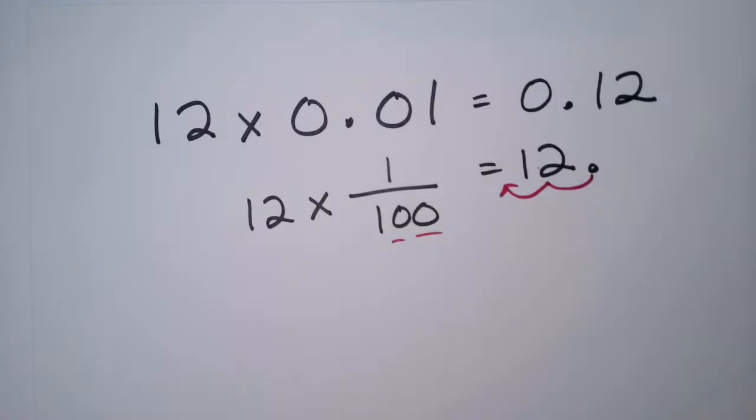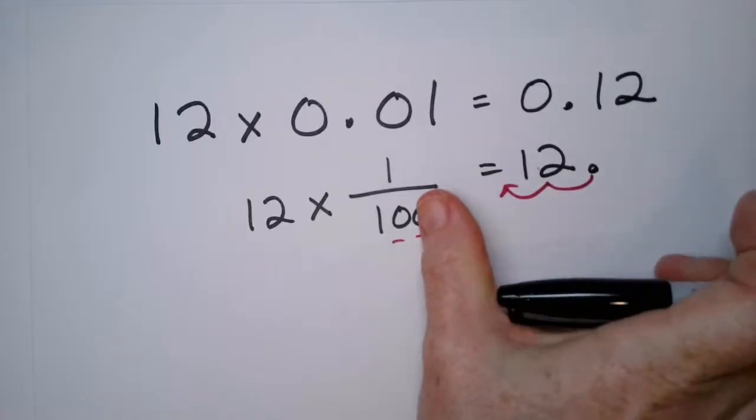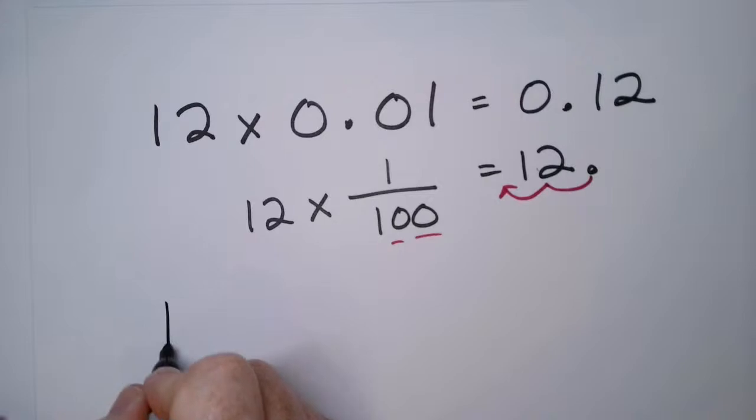How are we feeling so far? Some of you said 1.2. Are you seeing how that's true if it was just 1/10? But because there's 2 zeros, it looks like this. Here, let's do it again.